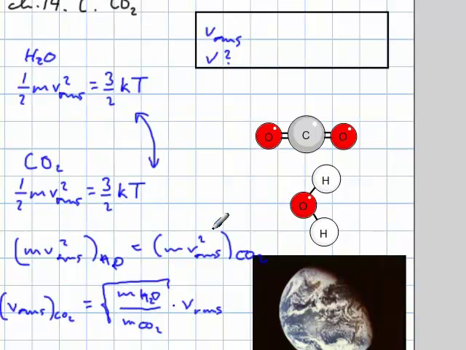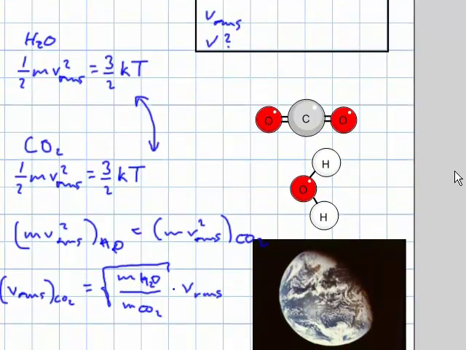Again, I trust that you need to know the algebra on this one here, and then when I plug these in, all I actually need to do is take the 18 that I mentioned earlier, divide by the 44, take the square root, and multiply by the, what was that, 648 meters per second, and I come up with the RMS speed for CO2, which will be less because that fraction here is less than 1, and that makes sense.